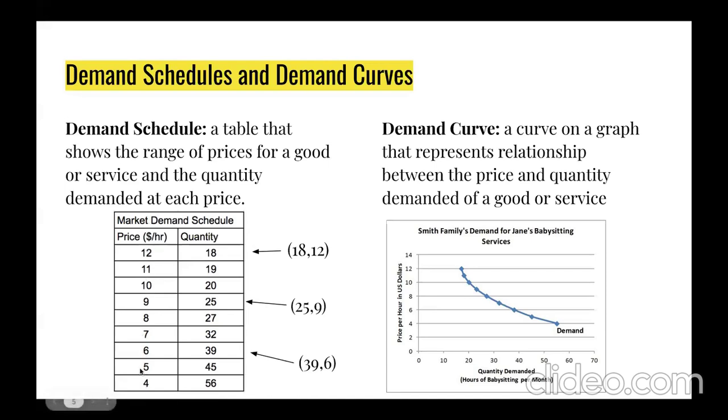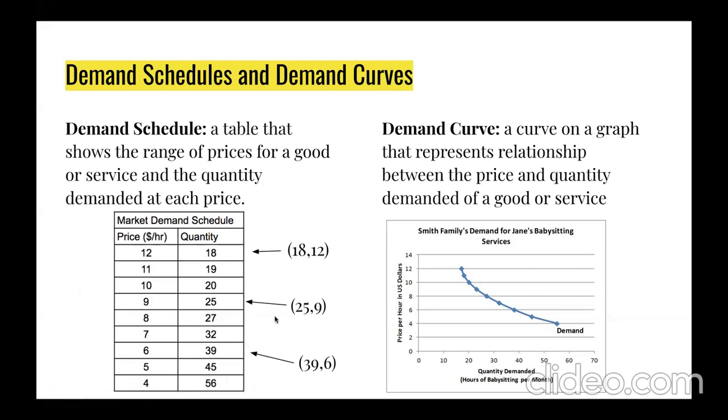We have price in the left-hand column, in this case in dollars per hour, and we have quantity in the right-hand column. So if we set our price at $12 an hour, we will sell 18 hours of whatever good this is. I think our graph over here is for babysitting services. So at $12 an hour, Jane, the babysitter, will sell 18 hours of her babysitting service. So a demand curve is then the graphical representation of this demand schedule information.